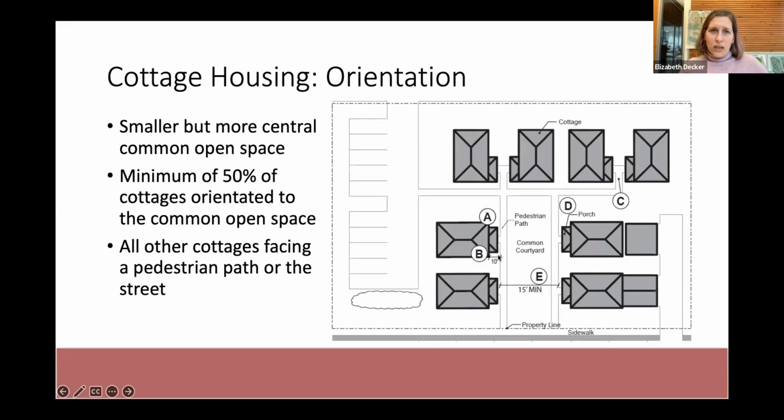Some of the other pieces we wanted to highlight. There's a proposed standard around orientation of these units. So the common open space, or the common courtyard, as it's shown in this diagram, the idea is that it's smaller, right? We reduced it by half, but more central common open space, so that it's a little more usable and proximate for the residents there. And that a minimum of 50% of these cottages need to orient onto that open space, and all the other cottages can face either a pedestrian path or a street, so that the focus again really comes into this cluster.